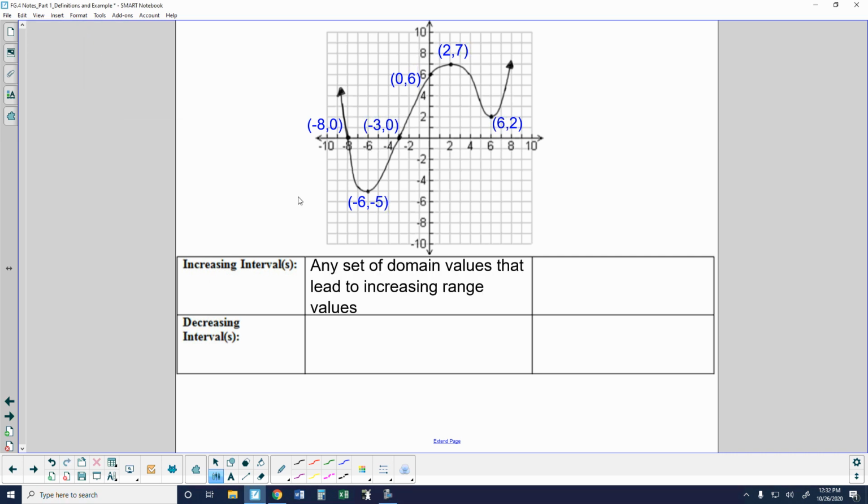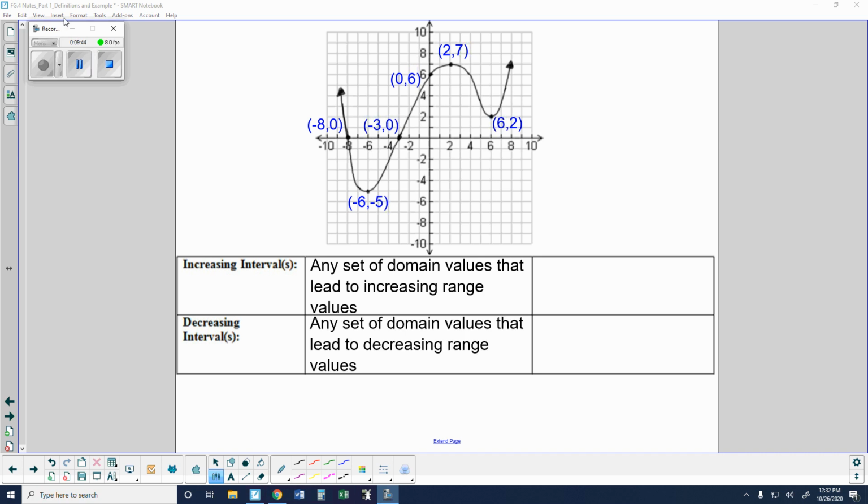So an increasing interval would be any set of domain values, again looking at the x, that lead to increasing range values, looking at the y. Conversely, decreasing intervals would be any set of domain values that lead to decreasing range values. So basically what we're going to do here is look at the graph and figure out where the y values are increasing as we move left to right, or decreasing as we move left to right.